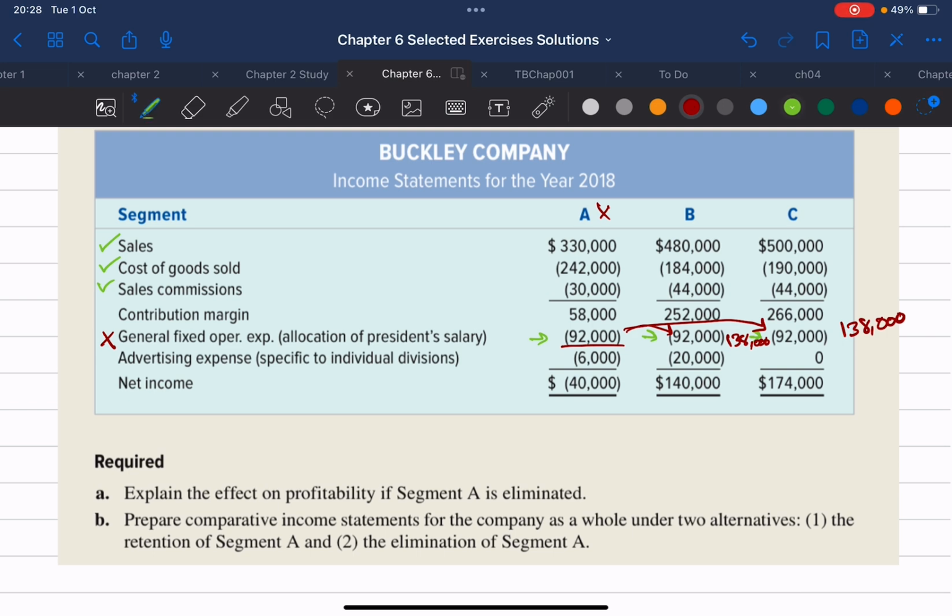Okay. And then the last item is the advertising expense. And on top of that, between brackets, the question is telling you that this is specific to individual divisions. That means that 6,000 is actually specific to segment A, right? So if we eliminate segment A, we're not going to incur that cost anymore. So that makes it a relevant cost. Why? Because it's different under both scenarios.